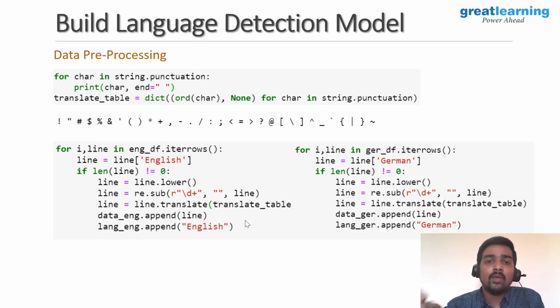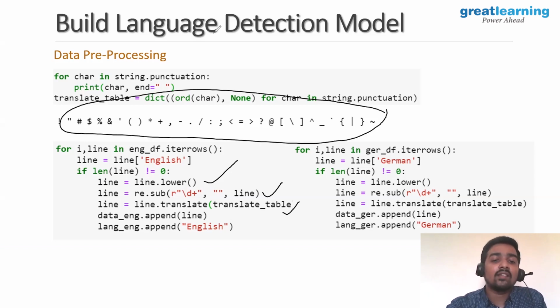The first step is converting the line to lower. Let me go through each and every line. The very first line is converting the line to lowercase, which means it will convert all the text into lowercase. The second line will remove all the digits or numerics which are in place. The plus sign indicates that if you have more than one digit, like 0, 0, 0, 1, 2, 3, 4, all of them are removed. The next one is the translate table. The characters which you see here will be removed from your text. Then we define these lists, data_eng and lang_eng, and we are just appending the pre-processed line into these empty lists, so that they contain the pre-processed text.